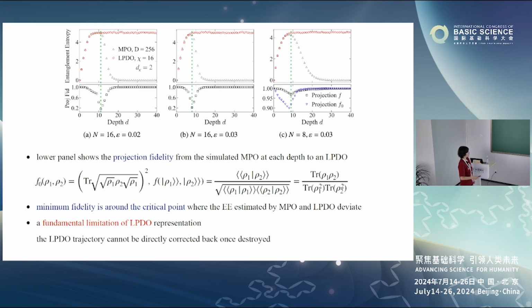So the lower panel shows the projection fidelity for the MPO projected to the LPDO. You see here at the critical point, the results by MPO and LPDO deviate. So this shows the fundamental limitation of the LPDO implementation. So the LPDO trajectory cannot be directly corrected back once it is destroyed here.